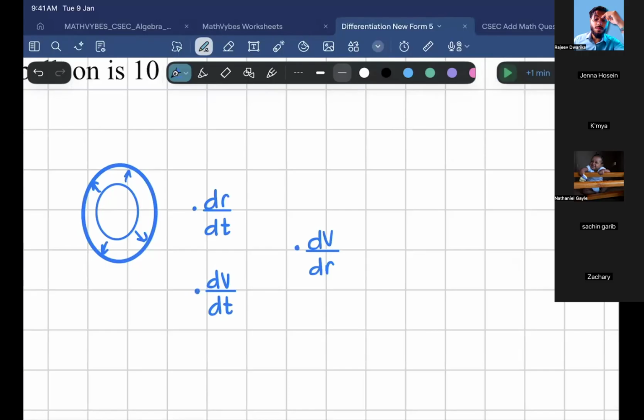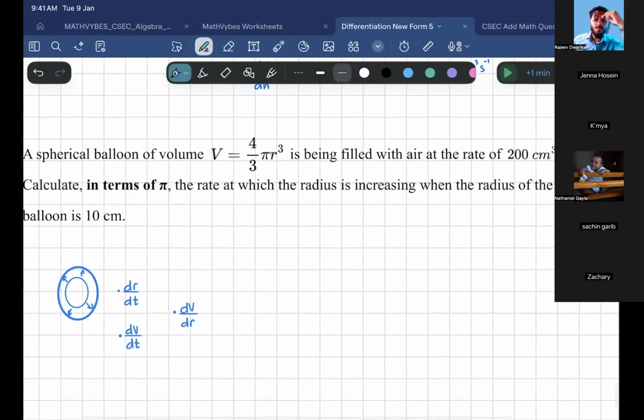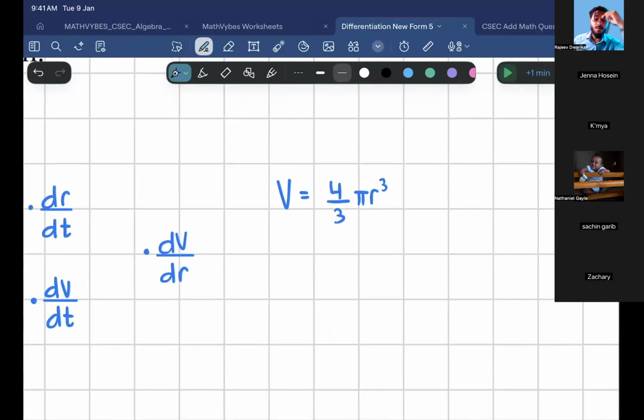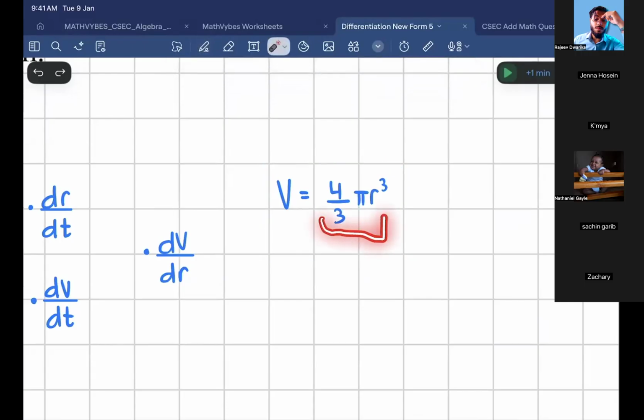Because we have dV/dt already. In any question, they gave us the volume. They told us volume is equal to 4/3 pi r cubed. Using this, what rate of change could you come up with? Not dV/dt, that still has time in it. What's the variable in this? R.